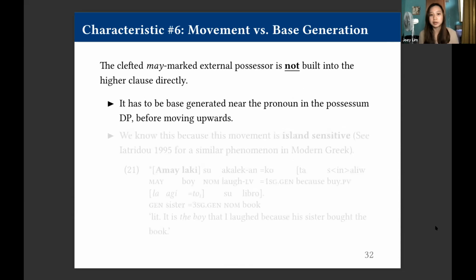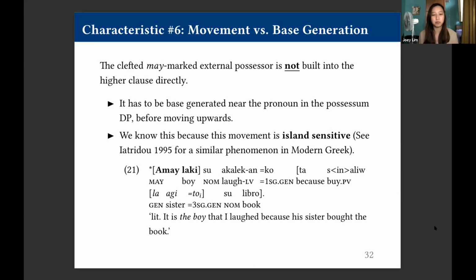Here, I note that the clefted external possessor is not directly built into the higher clause. It must be base generated somewhere near the pronoun in the possessum DP and moved upwards. We know this because the movement is island sensitive. So in 21, we have an adjunct island and we have an external possessor raising out of an adjunct island, and this is ungrammatical. So from 21, we see that the external possessor must have been built in the lower phrase before being moved out to a higher phrase.